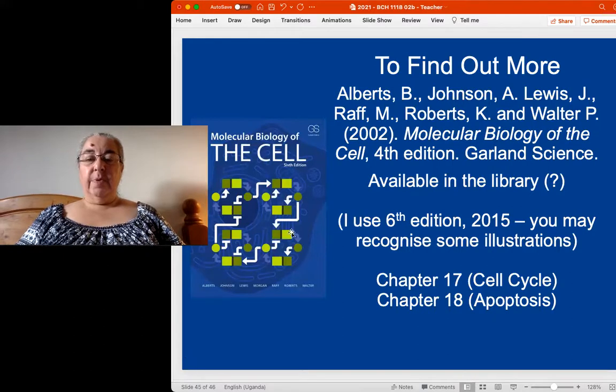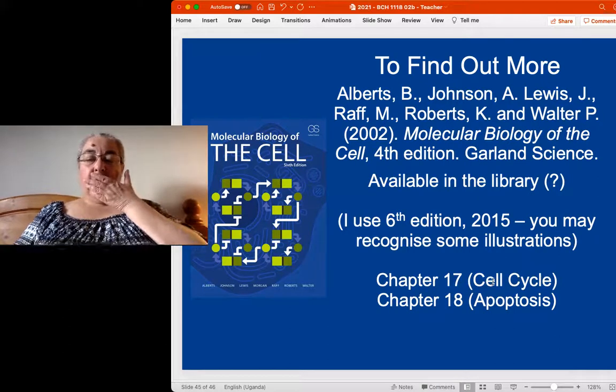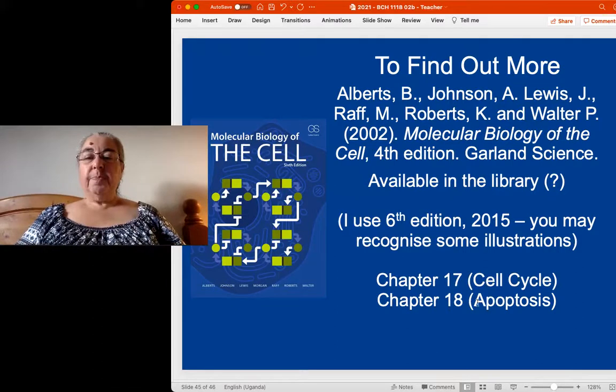If you want to read more about these things, remember Alberts' Molecular Biology of the Cell is a very useful book. I hope you know how to get soft copies of it. Chapter 17 is about the cell cycle, so that covers mitosis and also meiosis and cell division. And chapter 18 is called Cell Death and covers apoptosis.